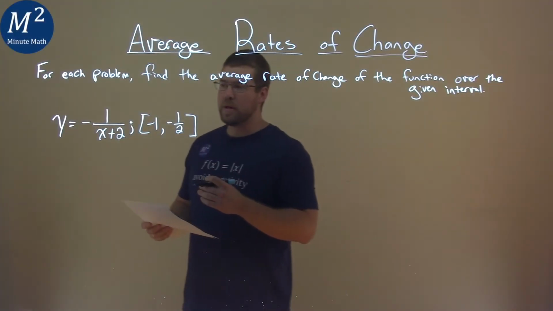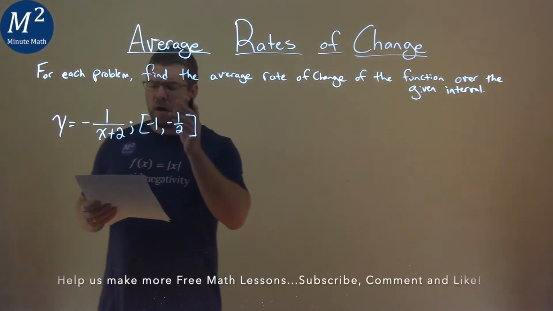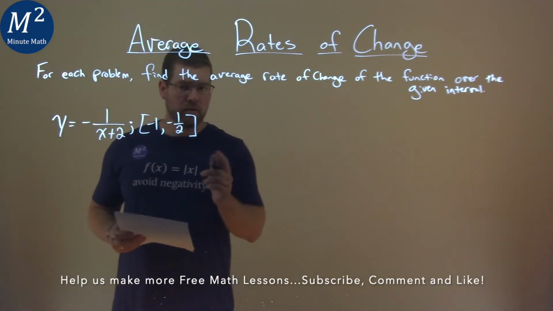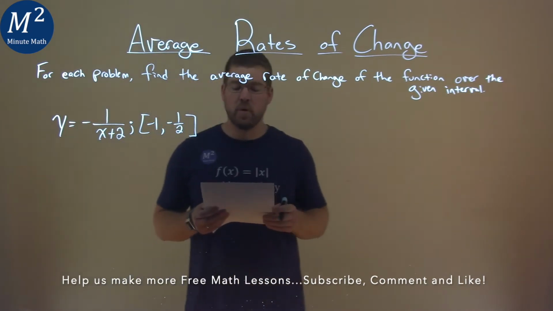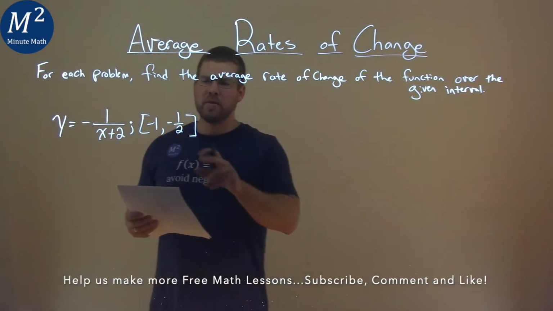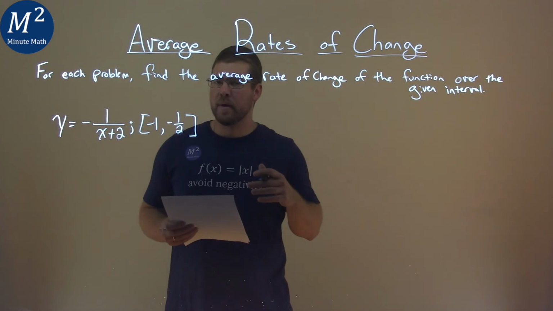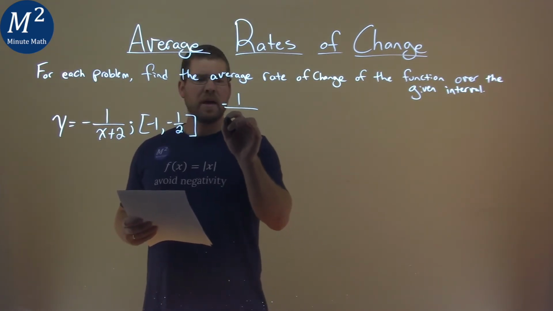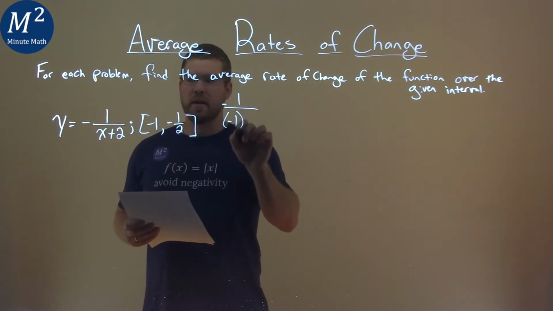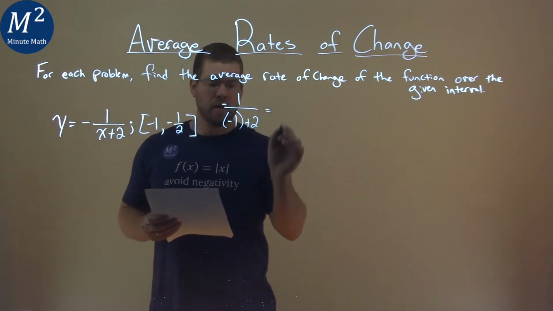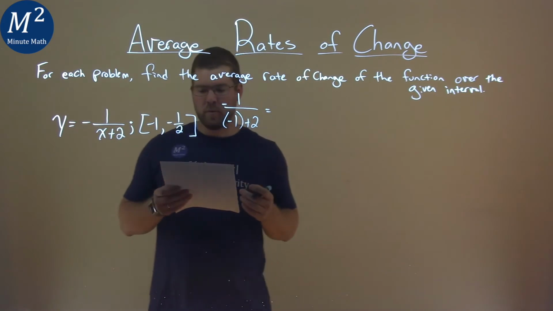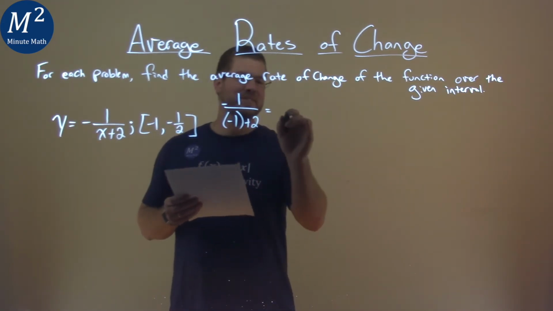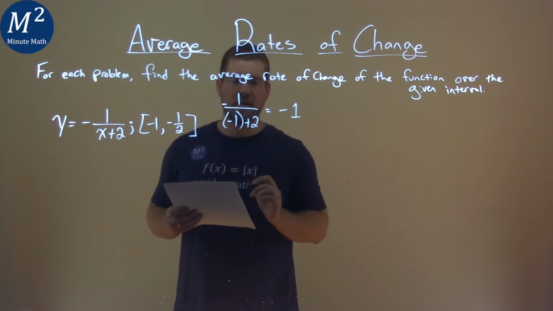We're given this problem right here. y equals negative 1 over x plus 2, and we have to find the average rate of change over the interval from negative 1 to negative 1/2. Well, these are our x values, and we want to find the corresponding y values. So I take my function, negative 1 over, and instead of x, I'm going to put the negative 1 in, plus 2. And this is going to help me find the corresponding y value. Well, negative 1 divided by negative 1 plus 2 is just a negative 1 when it's all said and done.